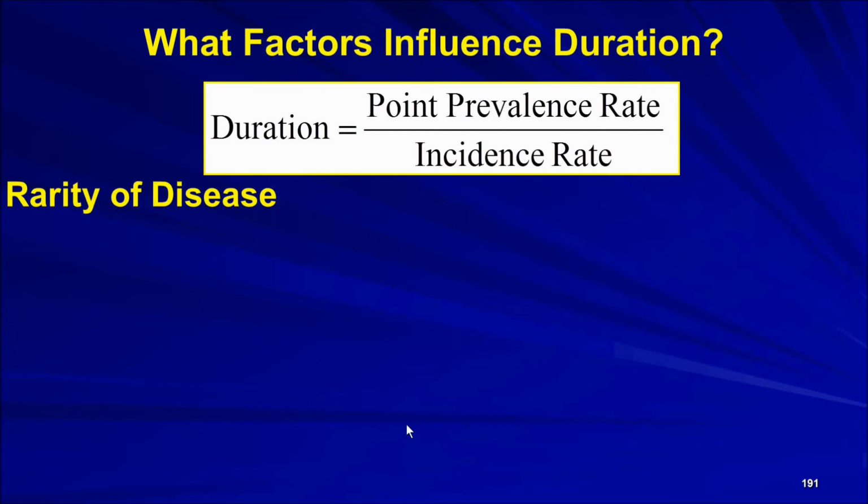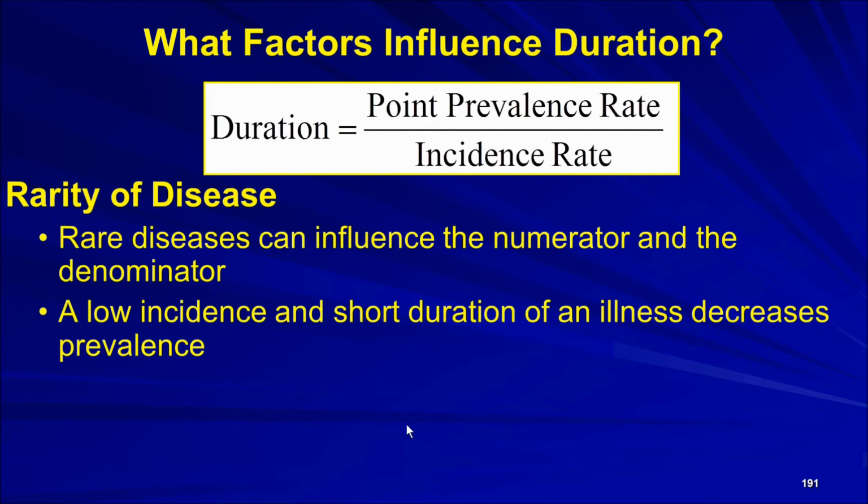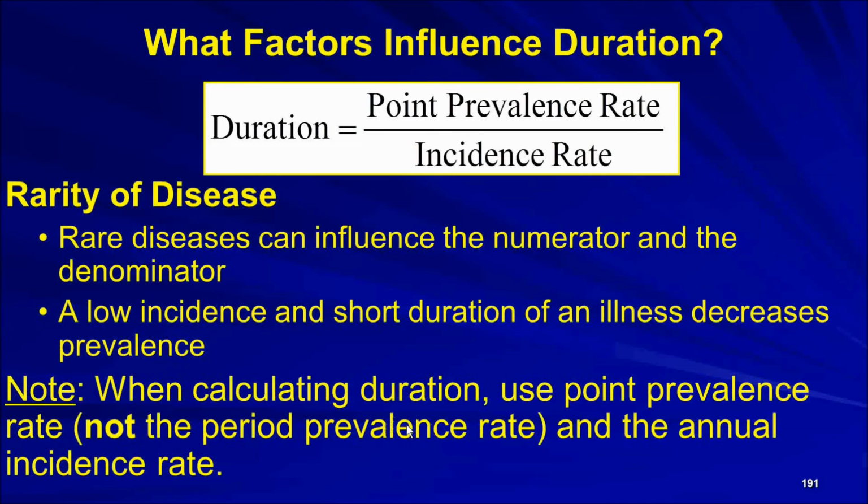Okay, next. What factors influence duration? Well, the rarity of the disease has an impact, because you'd have a very small prevalence rate and a small incidence rate, so that would influence your answer. Rare diseases can influence the numerator and the denominator, or a low incidence and a short duration of illness decreases prevalence. I'm just showing you various ways that these three influence each other. That's the main point I'm trying to get across.